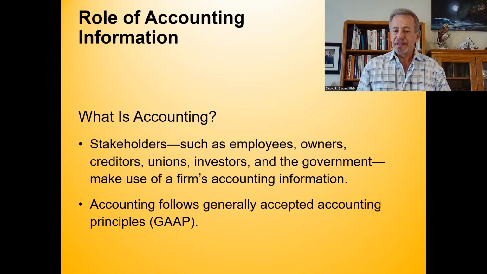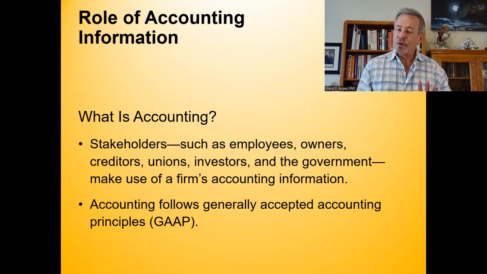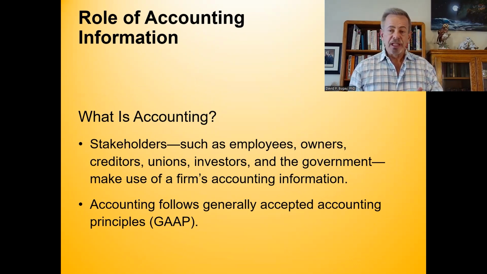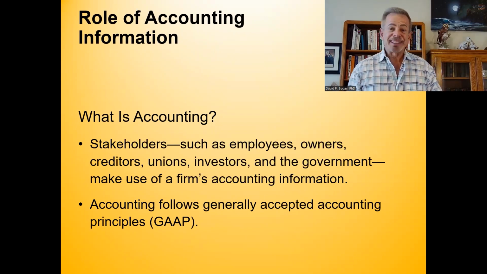So accounting follows a couple of things. First of all, there's a whole series of stakeholders that are involved in looking at accounting records. They're employees, owners, creditors, unions, investors, and the government. People are watching. If you're a publicly traded company, the stockholders certainly have a legal right to know what's going on inside the company, and so do prospective stockholders, who would not be shareholders but stakeholders. They may be interested. Employees want to know what's going on as well.